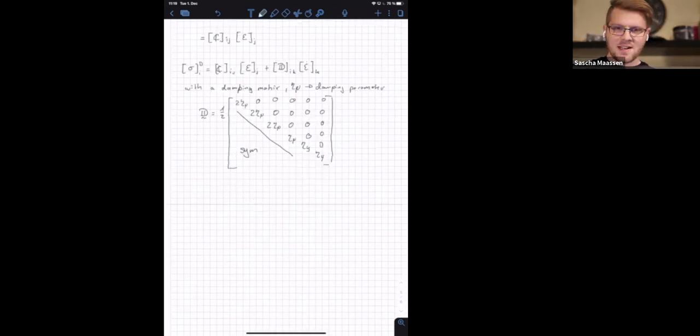Okay, so that's our constitutive equation. Further, we have to focus on time integration.